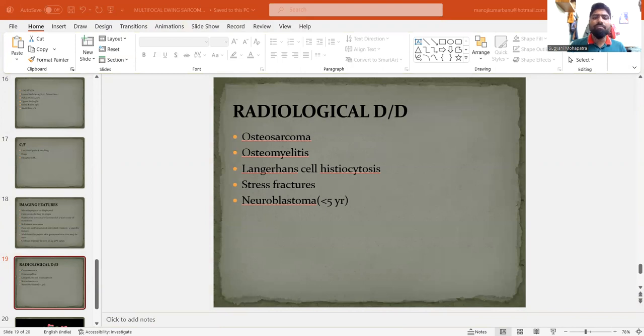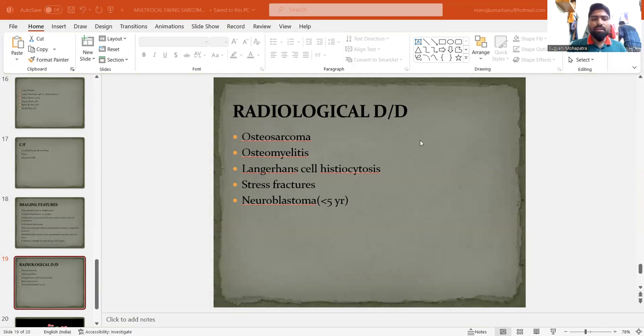So, this is the study. This is the CECT abdomen and CECT thorax study. This is the posterior mediastinal lesion, possibly arising from the paravertebral soft tissue. Here, these are the soft tissue lesions of the left scapula. And this is the CECT abdomen pelvis study.